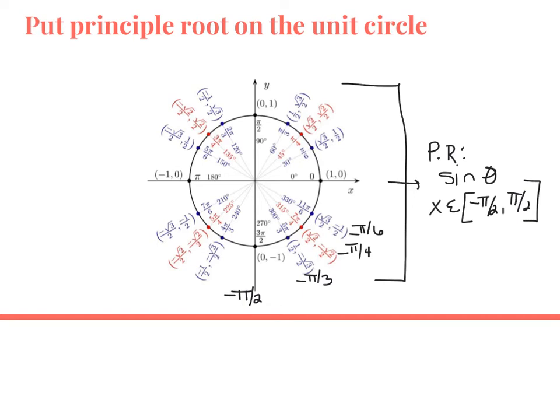The second principal root that we learned was for cosine. Cosine was quadrant 1 and 2.